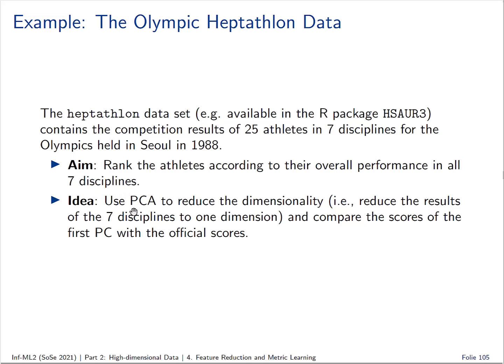But now we look at the ranking of the athletes using PCA, and we reduce the dimensionality of this data set, for example, to just 1 dimension. We'll see how that works, whether we can still compare the athletes just based on the first component with the official scores, which are based on all the original 7 disciplines. That is basically the idea of this example. So let's have a look.